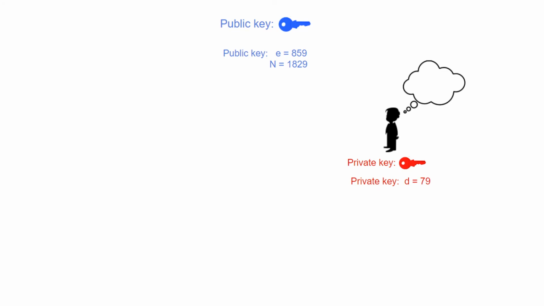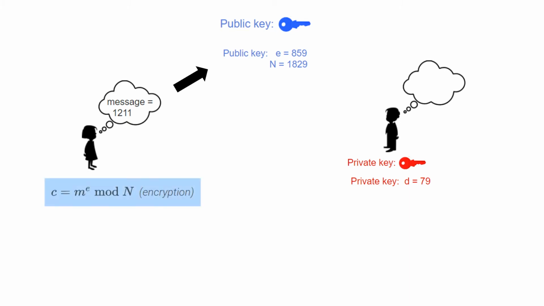Then he would have computed phi using the N and the E. He would then have found the private key D, and D would be 79. So let's say that Alice wants to send the plain text message 1211. She'll use this public key, and so she will do this.